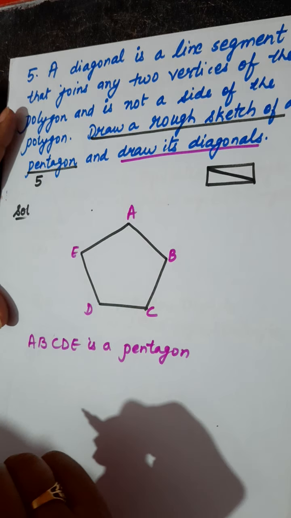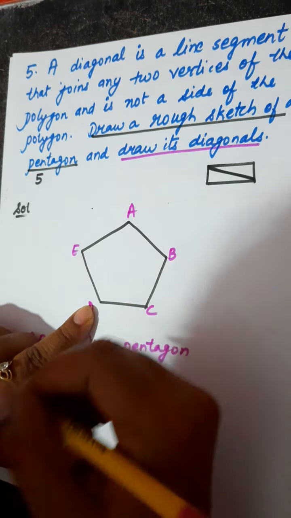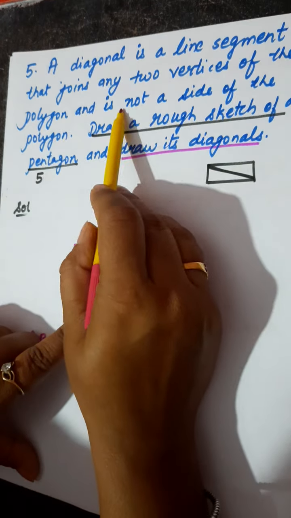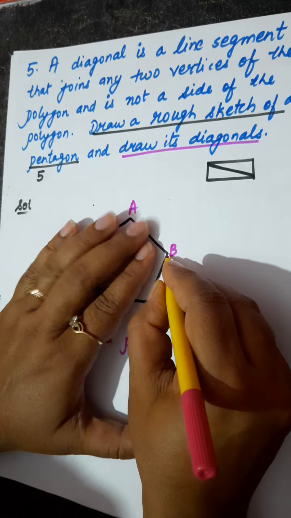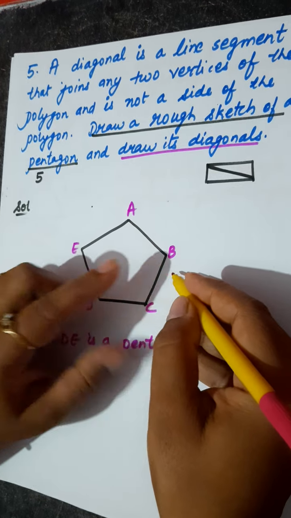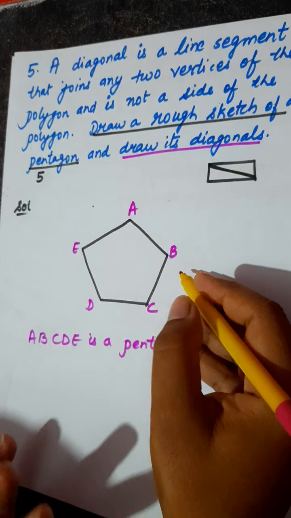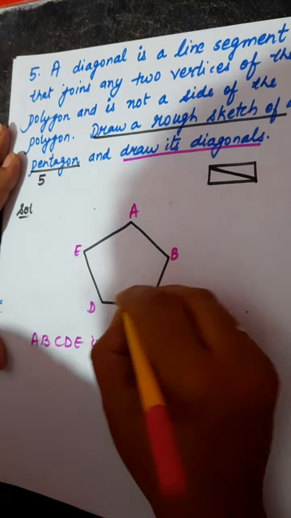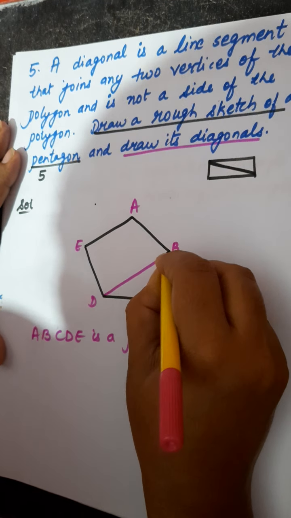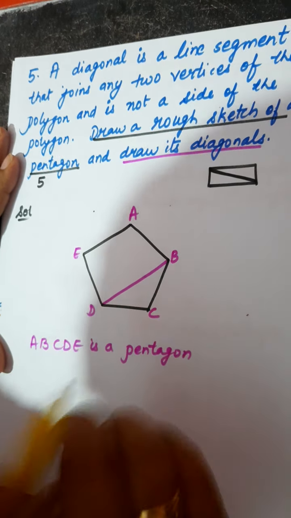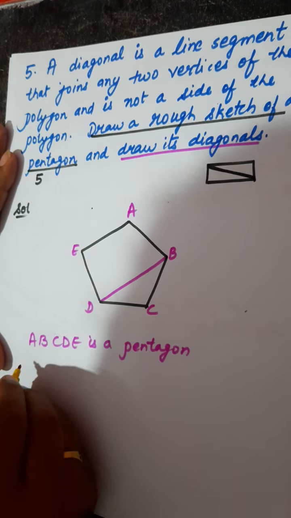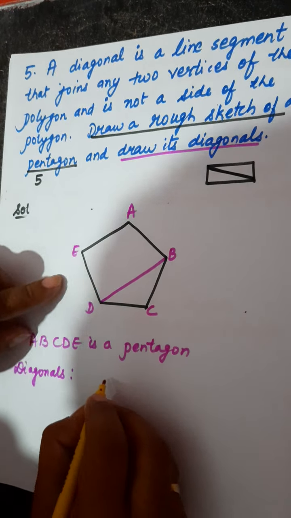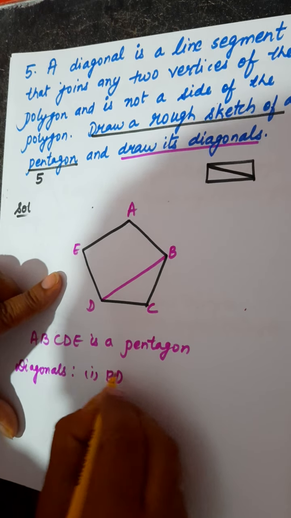Now in this I have to draw the diagonals. Diagonal means a line segment that joins any 2 vertices of the polygon, but it is not a side. If I join B with C, these are vertices, but it is a side of the pentagon, it is not a diagonal. A diagonal is a line segment that always joins non-adjacent vertices. So if I join this vertex B and D, this is your first diagonal. So here I will write the diagonals side by side. My first diagonal is BD.